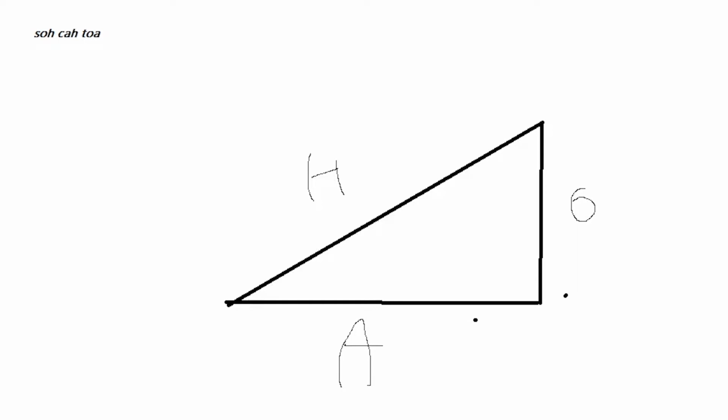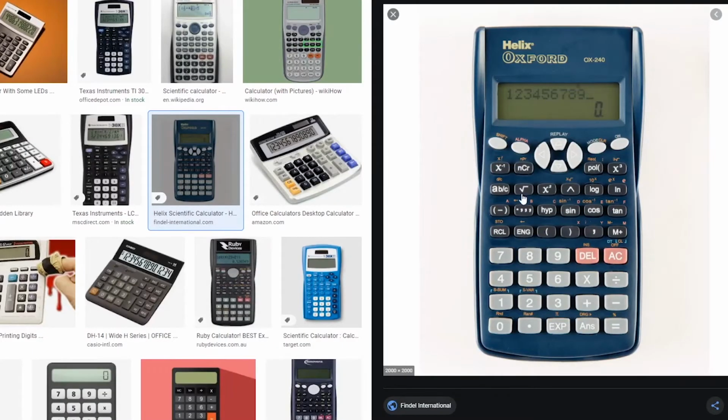So, S is sine, which is OH: opposite over hypotenuse. CAH is cosine, adjacent over hypotenuse. And TOA is tangent, opposite over adjacent. Sine, cosine, tangent. Let me just show you a picture of a calculator. See this? So it's sin, cos, tan.